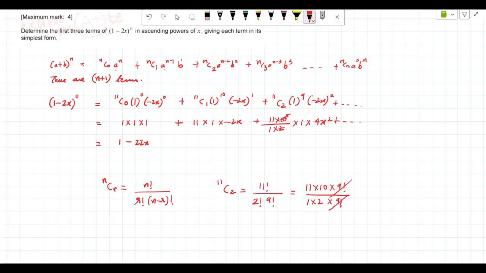So the shortcut is that. Five 4s are 20, so 220. Then 220 x squared goes there. That's it. Is this formula in the formula booklet?